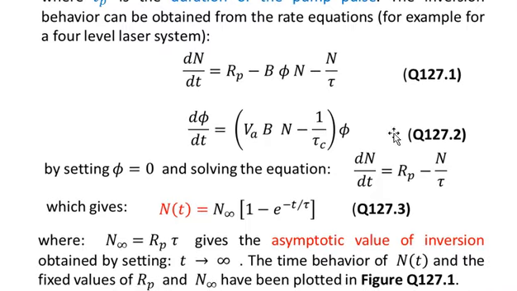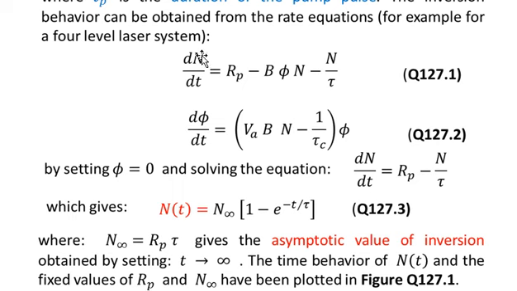By setting phi equal to 0 and solving the upper equation, we have dN over dt is equal to Rp minus N over tau. And if you solve this equation, you will get N of t, that is the population inversion as a function of time, is equal to N infinity times 1 minus e to the power minus t over tau. You see that in equation number 1 and 2, the parameters have been defined earlier, and I am going to repeat that one.